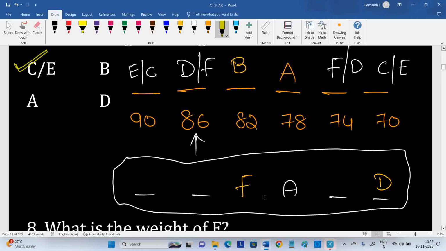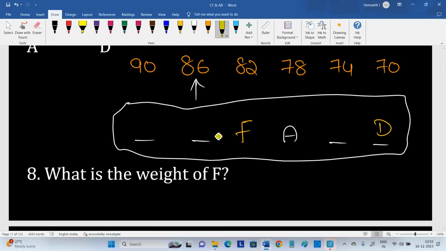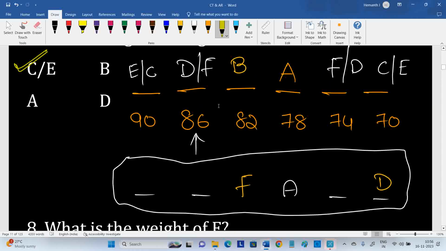It can be 86 or 74. Weight of F also 86 or 74. F also we didn't fix here. They have given only 4 lines of information, and with that we can do up to this point only.